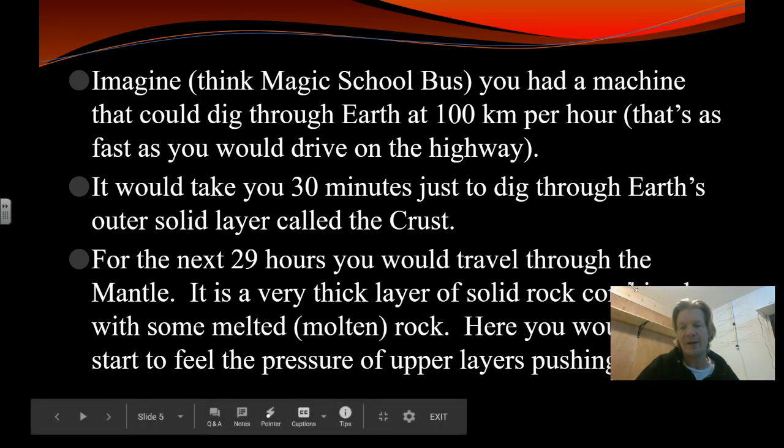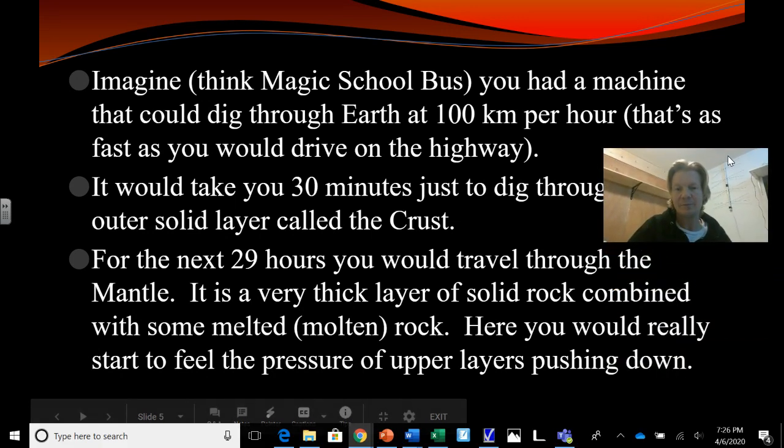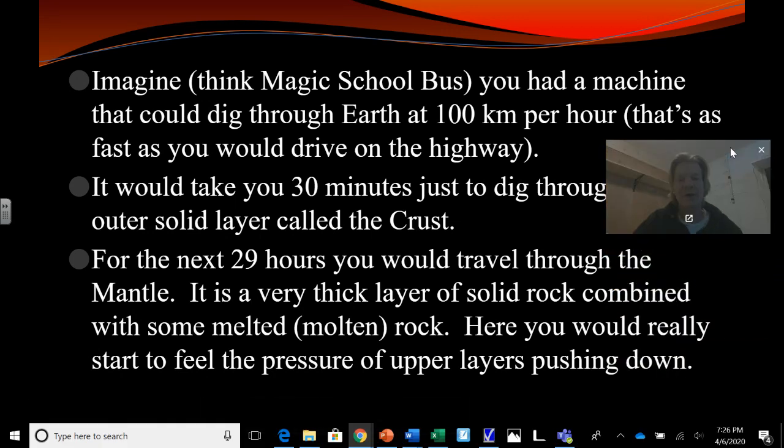Well, I'm kind of blocking. I wonder if I can move this out of the way here. Yeah, I can. For the next 29 hours, you would travel through the mantle. It's a very thick layer of solid rock combined with some molten rock. Here we'd really start to feel the pressure of the upper layers pushing down.